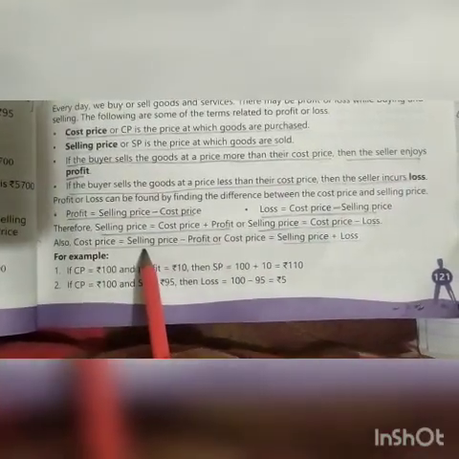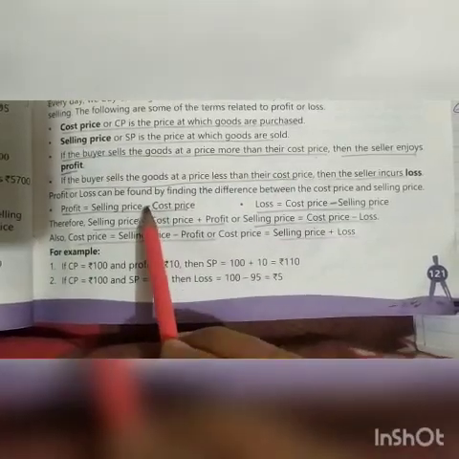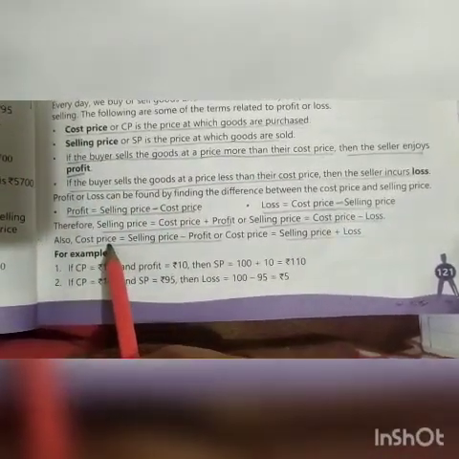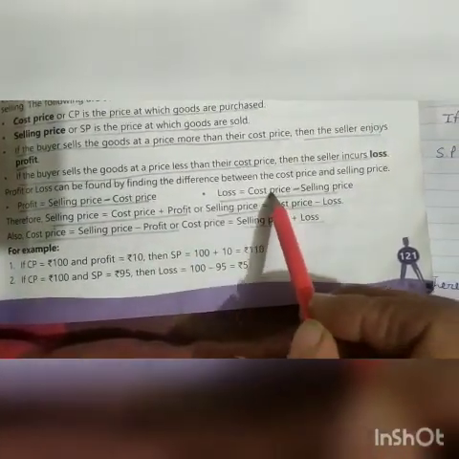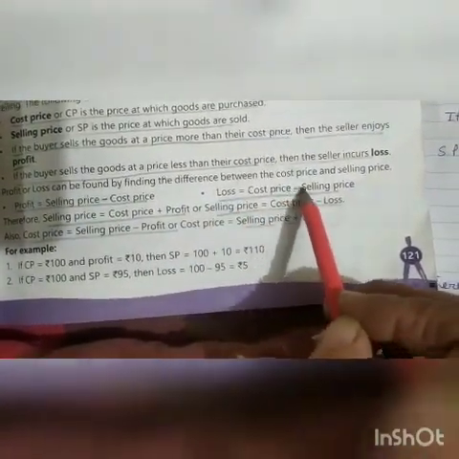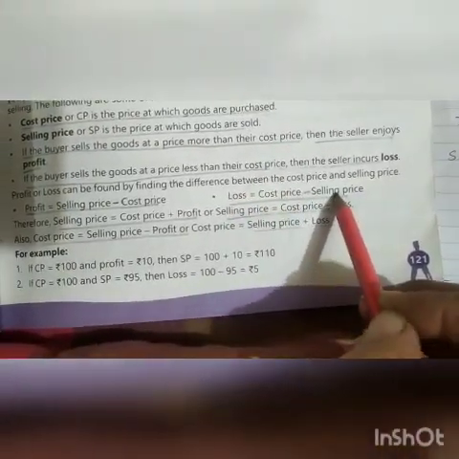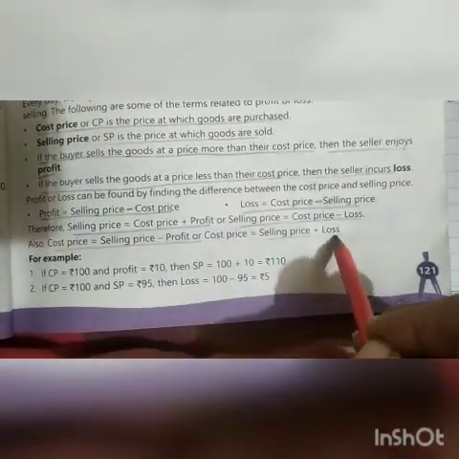Cost price is equal to selling price minus profit. Now if we have to find cost price, take this minus cost price to this side. It will become cost price equal to selling price, take this profit to this side, minus profit. Or for loss, take this minus selling price to this side. It will become loss plus selling price. So cost price is equal to selling price plus loss.